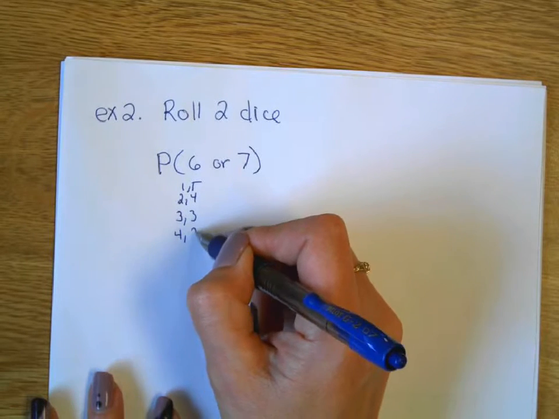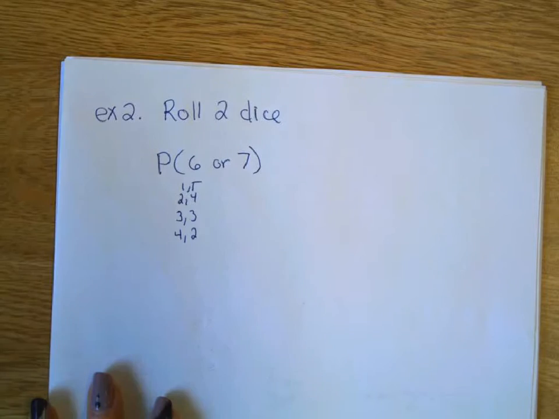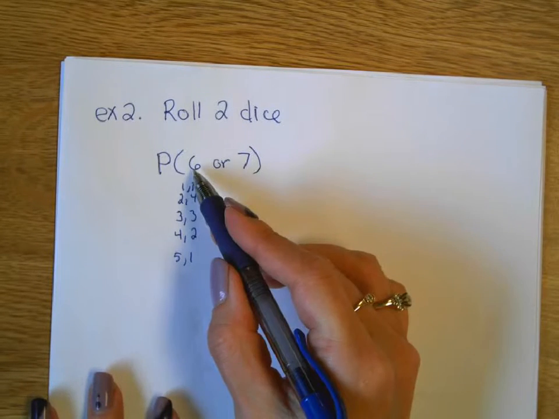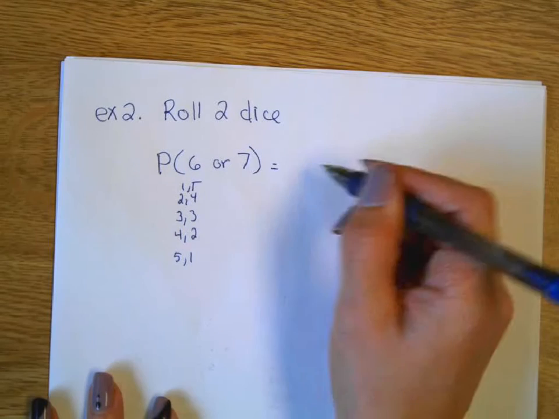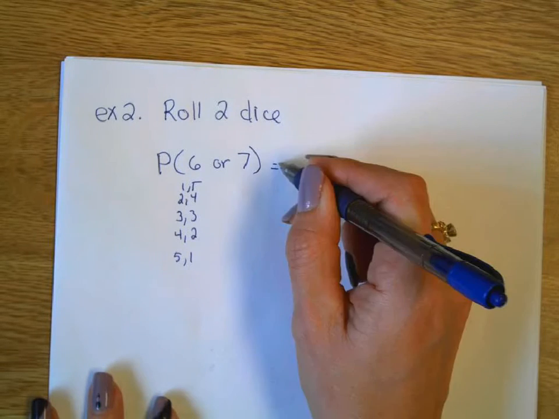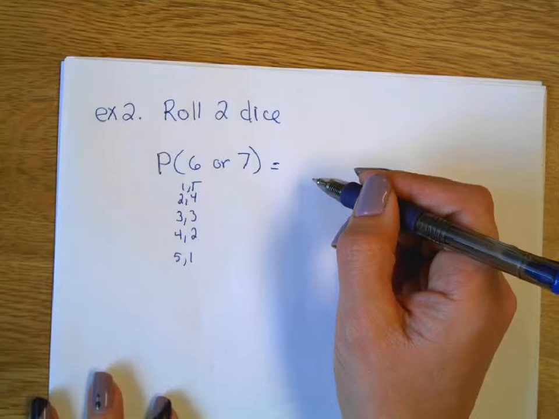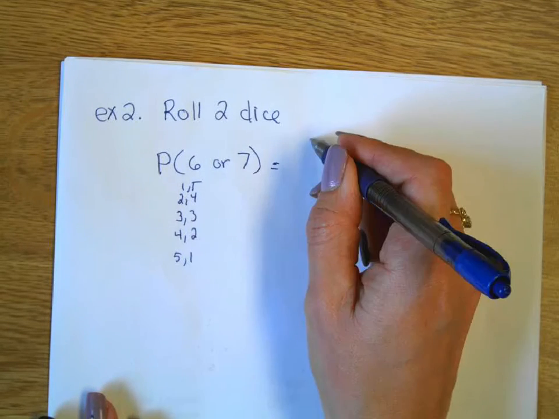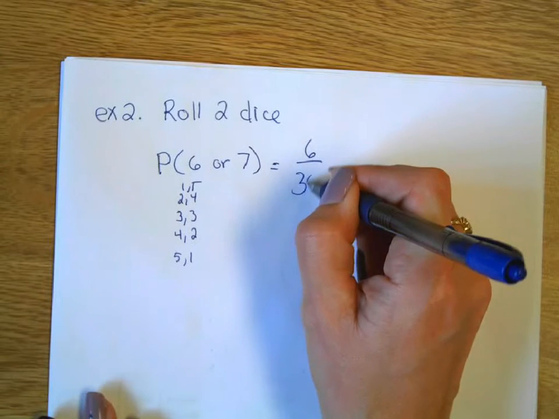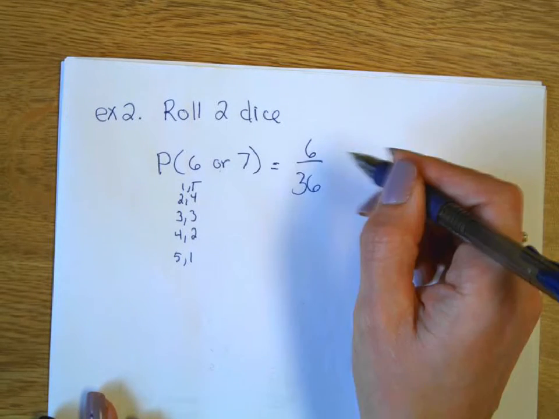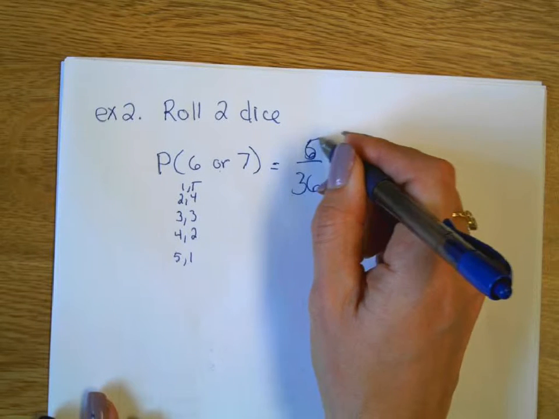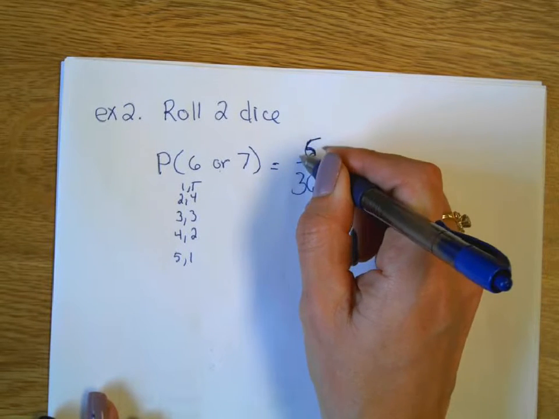Did you do 4 and 2? Yes. Remember the branches all the way down? 5 and 1. So what is the probability of rolling a 6? Do you remember how many outcomes there were for rolling 2 dice? Do you remember that tree? 36. So it's 6 out of 36. Oh, 1, 2, 3, oh, it's 5. Sorry, 5 out of 36. My bad. I can't count.